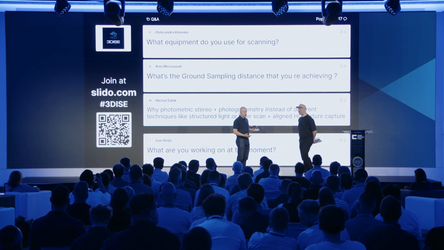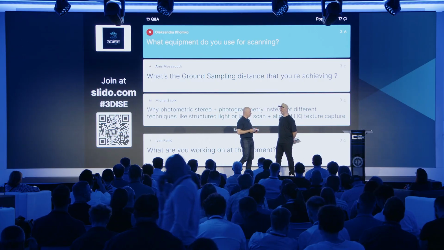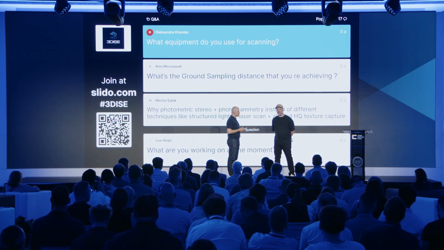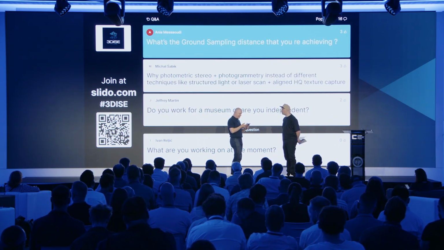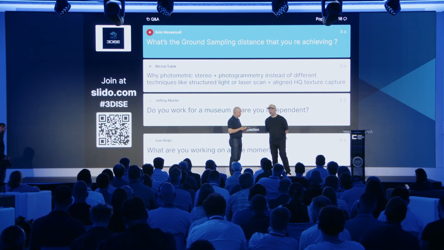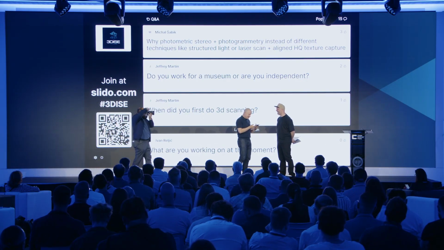What equipment do you use for scanning? A Sony camera. Can you elaborate which model it is? Yeah, A7 III and A7R IV. Perfect. Thank you. So, what's the ground sampling distance that you are achieving? I have no idea, actually. Okay, quick and short answers.